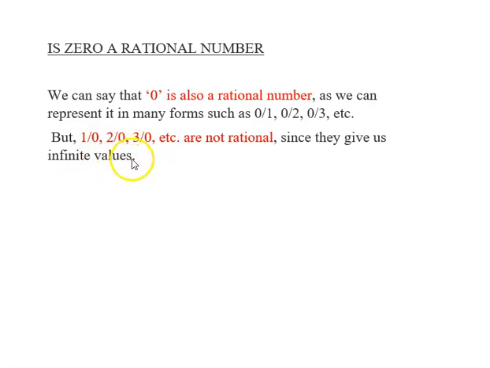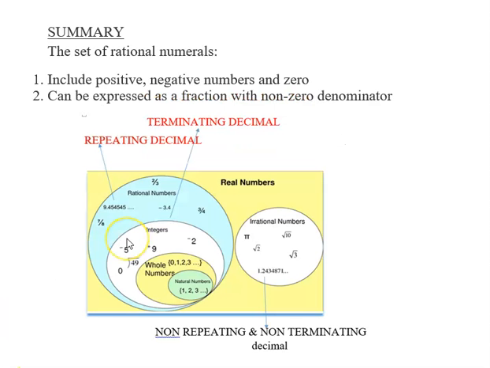So 1 by 0, 2 by 0 is not a rational number. So we have the condition that the denominator should not be equal to 0. We'll summarize what a rational number is now.